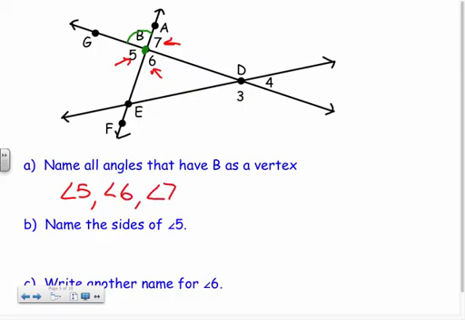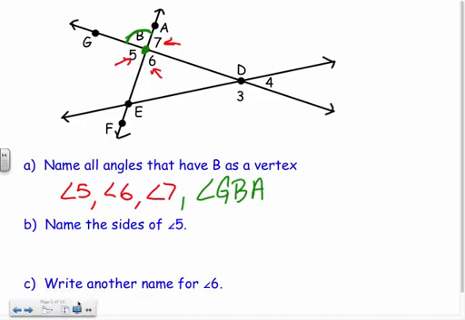angle 7. But for this one up here, I can't say angle B because that's talking about this point here, and I wouldn't know what angle you're talking about. I have to state it as angle GBA, right? B has to be in the middle. Or I could have said angle ABG as well. Either way. Remember, you got to use 3 points.